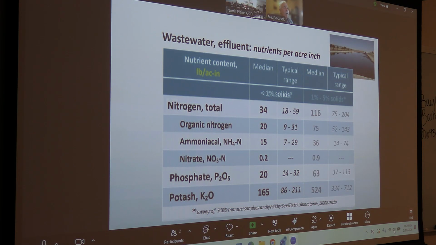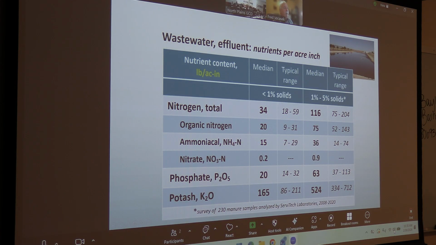Now, we certainly know with our wastewaters that we get nutrients, and this was a survey of manure samples we did, and broke this up based on solids content. So these would be what you'd find in a lagoon. This would be the top water in a lagoon, which has very few solids in it. As we pump later, we start to get a certain number of solids. And when we look at total nitrogen, this is per acre inch. We have some nitrogen, some phosphate, and some potash.